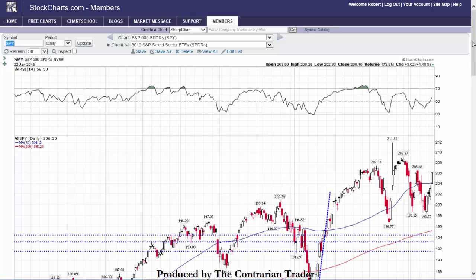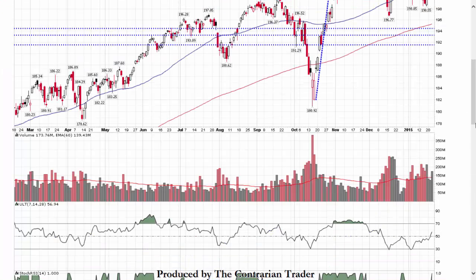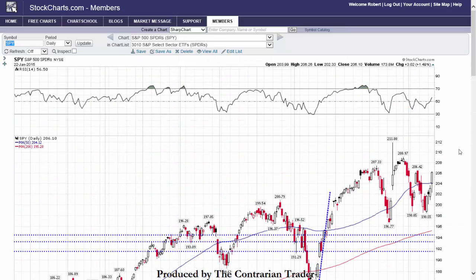Before I get to those symbols, let's take a look at the S&P 500 daily chart. Big breakout day. They try to take it down after a gap higher, filled the gap. Bullish key reversal, close above the 50-day moving average. We should see higher highs. Volume well above average. Oscillators looking strong.